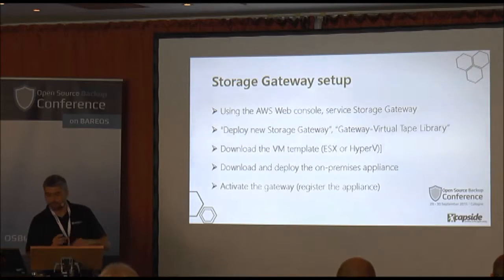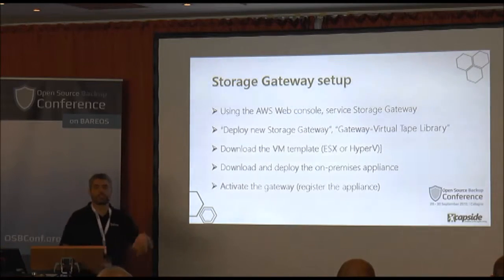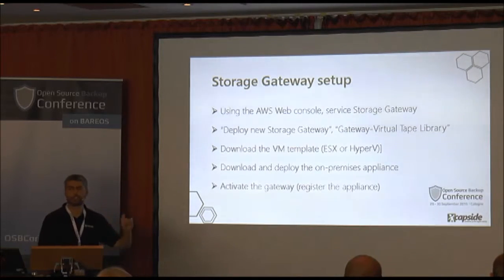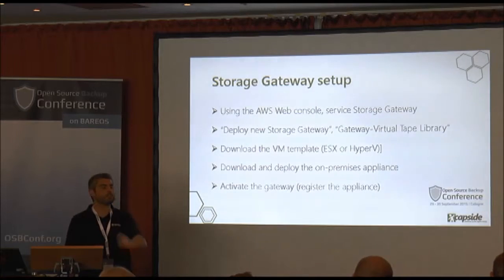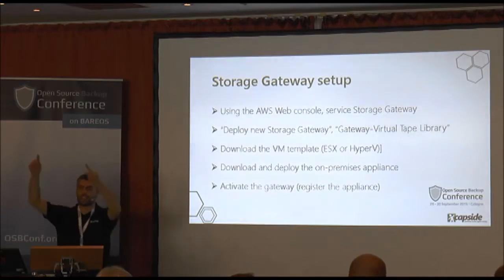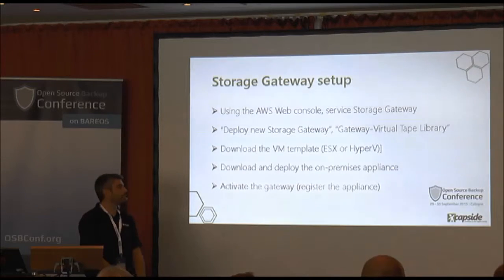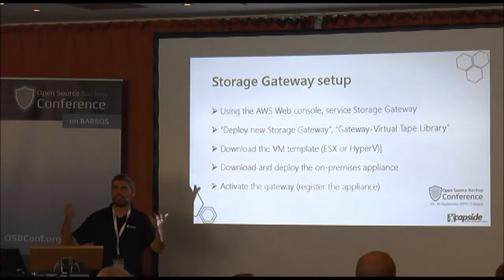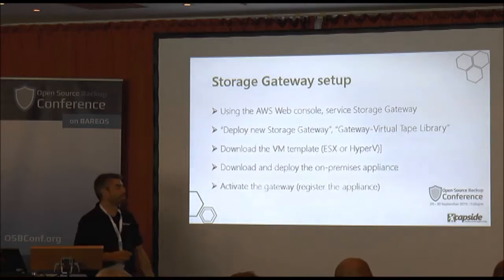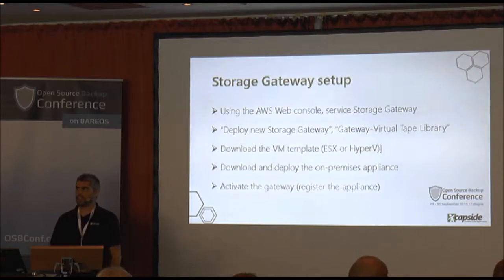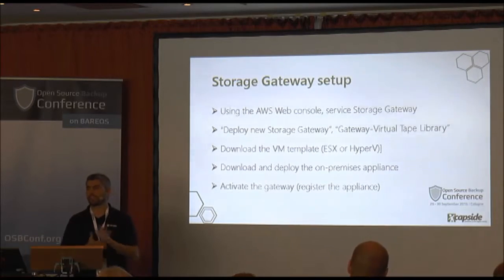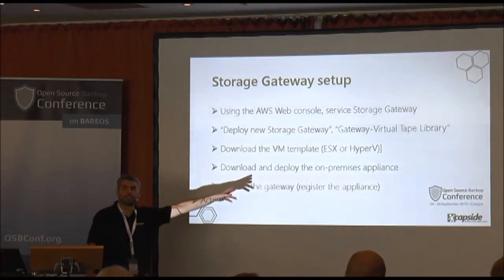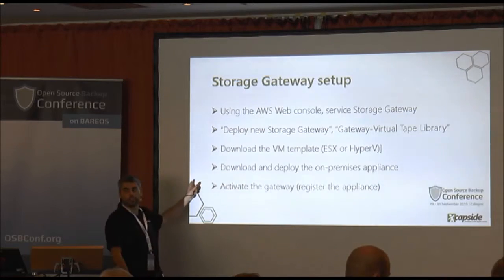Okay, thank you. So we just go to the console. I don't know if any of you is comfortable with the console or ever seen the console. Just go to the service and then click on a button that says deploy new storage gateway. When we choose the type, in this case the VTL storage gateway, they give you the VM template for your hypervisor, ESX or Hyper-V. It's like a gigabyte OVF, so you can then upload it to your hypervisor. You deploy the appliance.